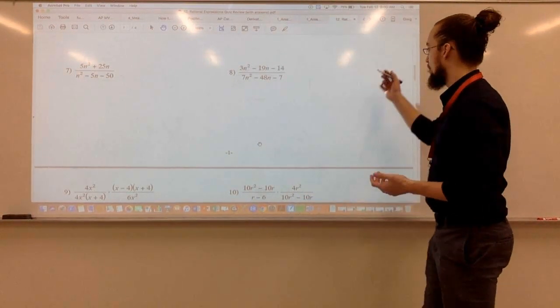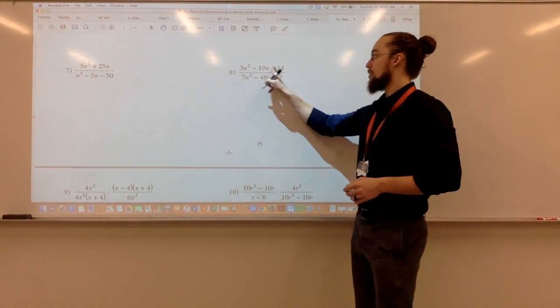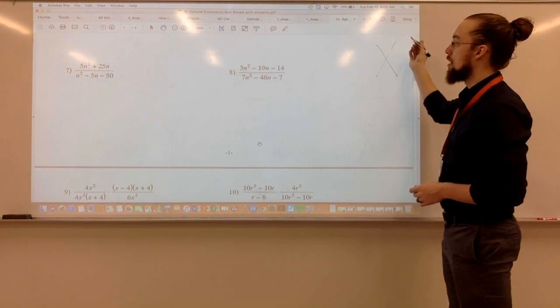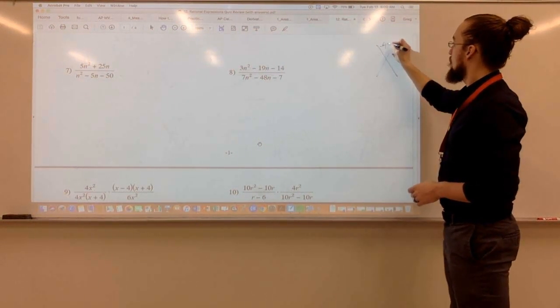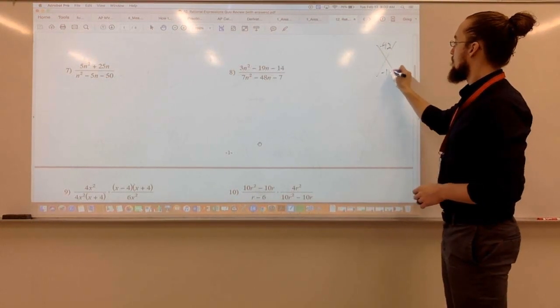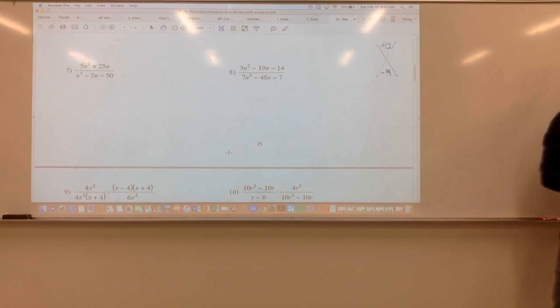Yeah, we have to X factor. There's no GCF. So for the numerator, 3 times negative 14 is negative 42, and the middle term is negative 19. So two numbers that multiply to negative 42 and add to negative 19.